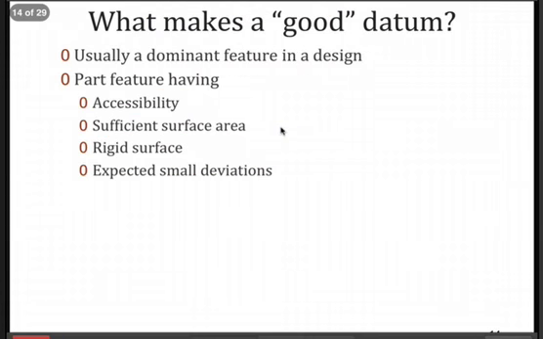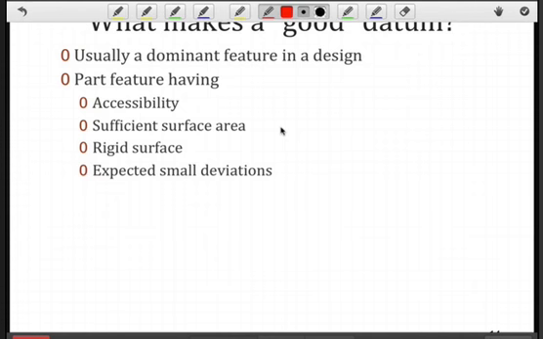The other thing you should do when you're reviewing a design is think about what would make a good datum from a manufacturing point of view. Typically, and this is not always the case because there are constraints, there will be dominant features in a design. And by dominant features, we mean major features, right? So if I've got a hub of some kind, it may be the inner wall of that or outer wall, again, a major feature in that design.